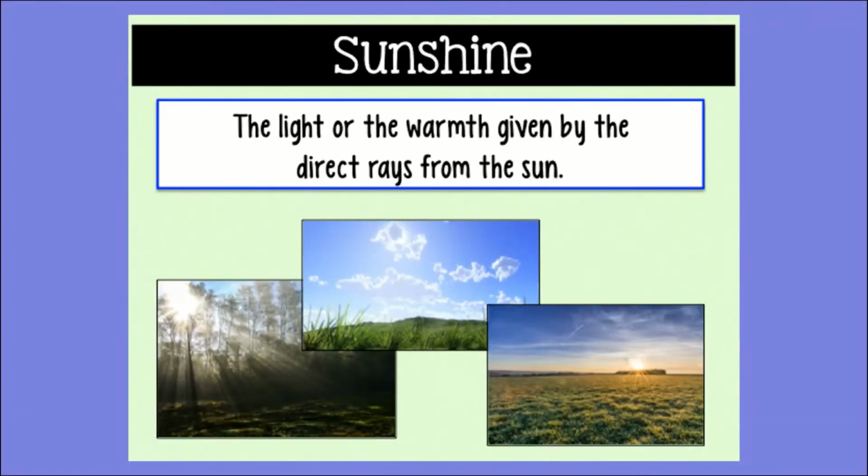All right, so these are the most common weather phenomena that we're going to see in Southern California, which is the area in which we live. So sunshine, we get plenty of sunshine here in Riverside and Moreno Valley. Sunshine is the light or warmth given by direct rays from the sun. So sunshine can be nice, and it can also be detrimental if it's too sunny outside, because then that can cause high temperatures, which can cause droughts and fires. So there's good and bad to all of these things.